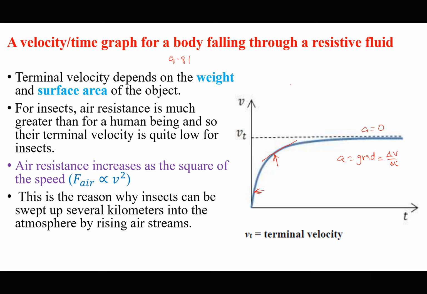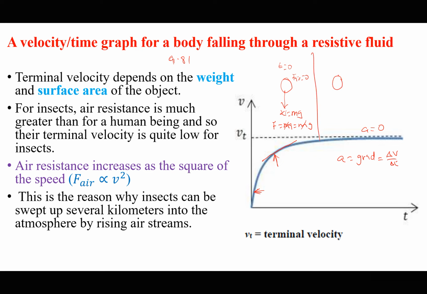Just to explain it, consider an object whose weight is W, and W equals mg. It is falling in air. At t equals 0, the force due to air resistance equals 0. So it means the resultant force F is equal to ma, which is equal to mg. So a is equal to g. That is at t equals 0.